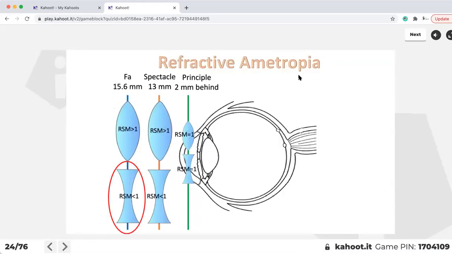If there is refractive ametropia, the theory says that if the plus lens or the minus lens is present at 2 millimeters behind the anterior surface of the cornea, then the relative spectacle magnification will equal 1. And if we are moving away from it, then the relative spectacle magnification will change.